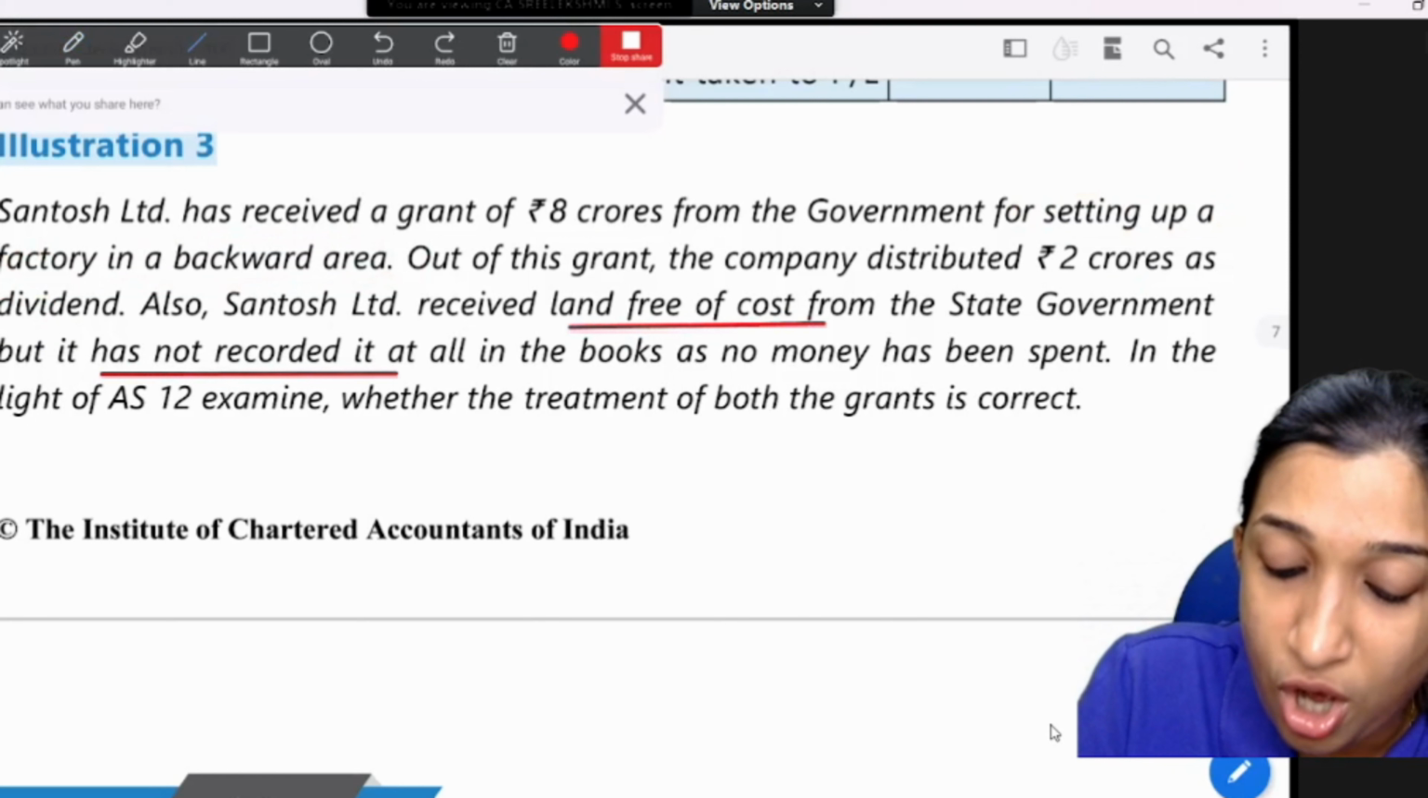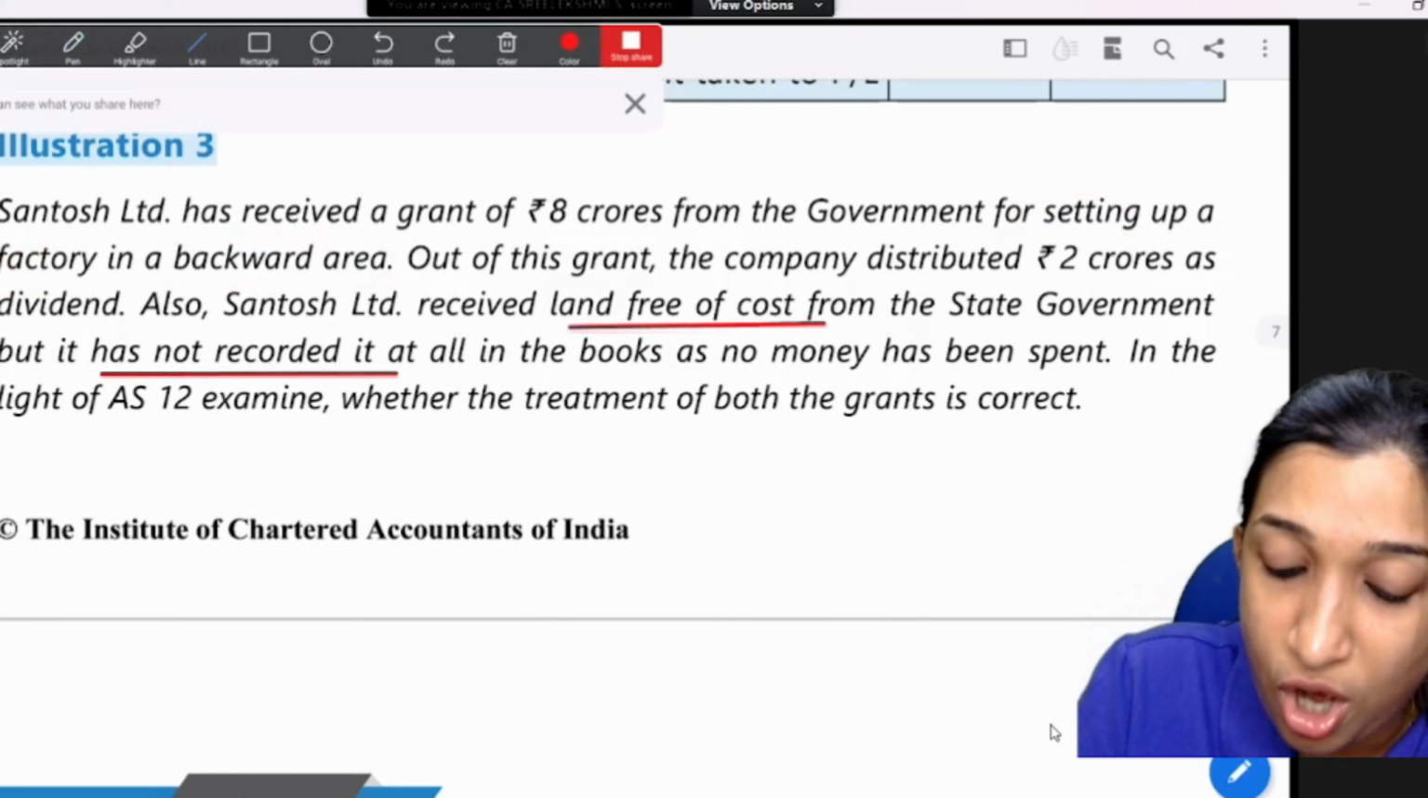First entry is bank to grant. How much grant did you receive? 10 lakhs. And asset, PPE, fixed asset, you debit anything. Fixed asset, because they have said fixed assets acquired. Fixed assets to bank, 50 lakhs.